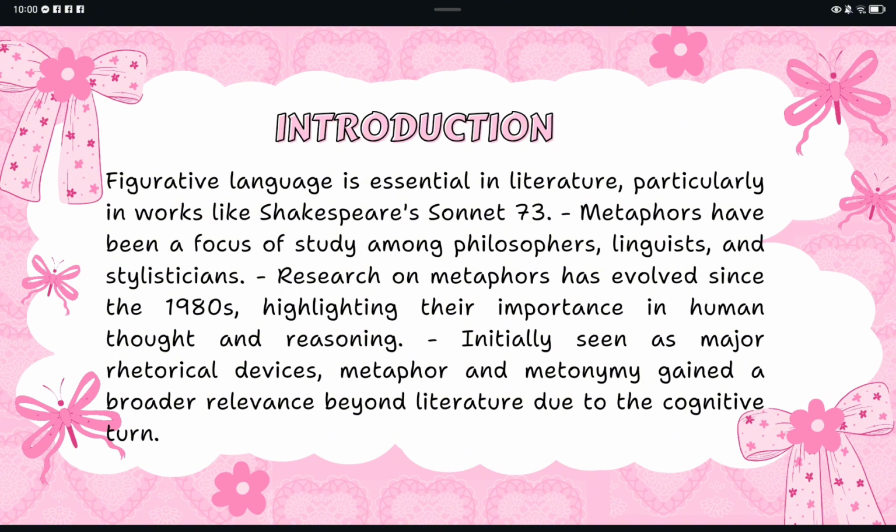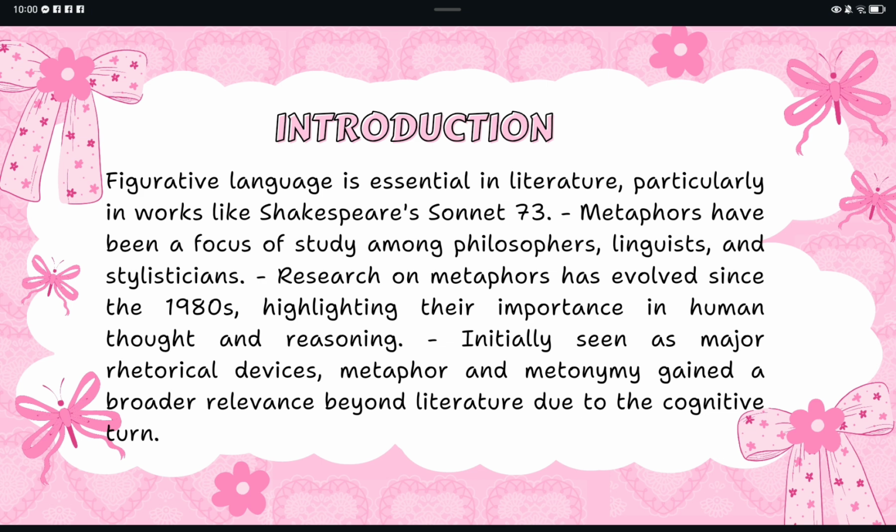That time of year thou mightst in me behold, when yellow leaves, or none or few, do hang upon those boughs which shake against the cold, bare ruined choirs, where late the sweet bird sang. And me thou seest the twilight of such day, as after sunset fadeth in the west, which by and by black night doth take away death's second self, that seals up all in rest.